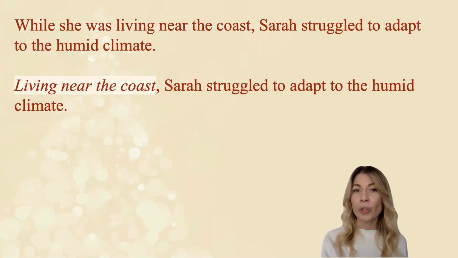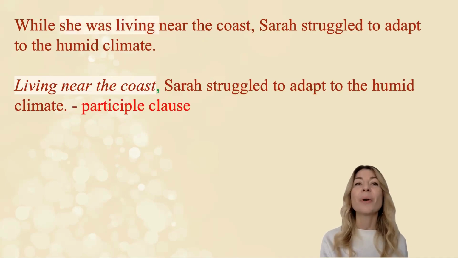Living near the coast, Sarah struggled to adapt to the humid climate. So instead of a dependent clause, while she was living near the coast, we can simply use a participle form, living near the coast. And we should use a comma to separate this participle clause from the main clause.